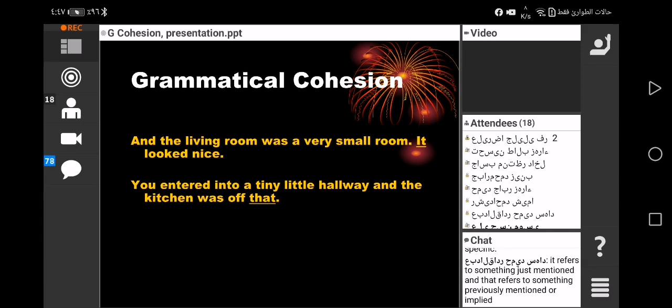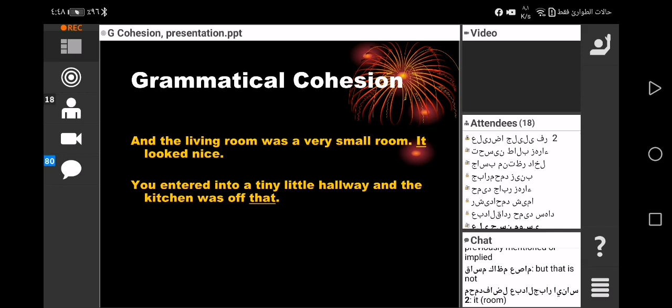And Jabbar Zainab says that is used when you want to draw attention to something specific. Not something specific. That is used when you want to draw the hearer's attention to another place or another phenomenon. Notice that in the first example, the living room was a very small room. It looked nice. It refers to the same place.